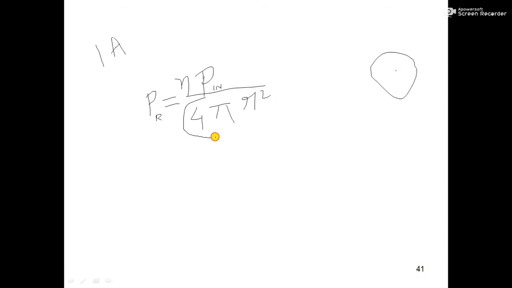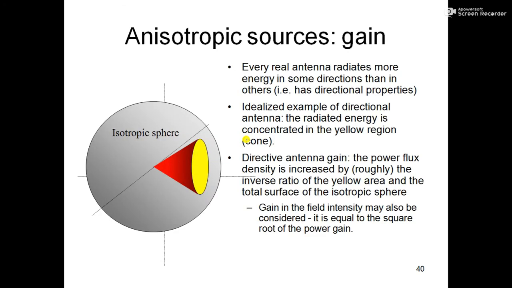Now this whole thing is the area. Now instead of a sphere, if we have a small portion of the sphere, like this, then PR will be P in divided by that small area, right? Now the area A becomes small. Since A becomes small, PR will become high, right? If the denominator becomes small, then PR will become large. So this is the reason why the directional antenna will have a larger gain compared to this antenna. You can see this small portion of the area.